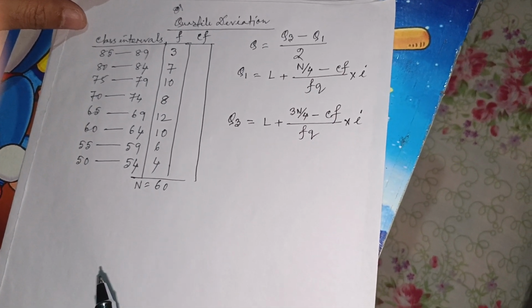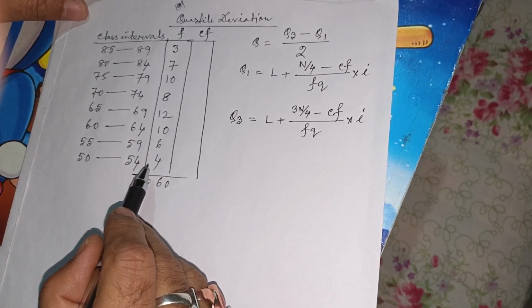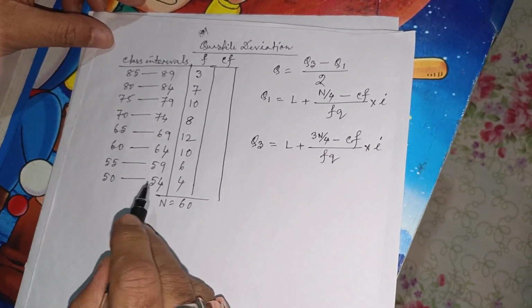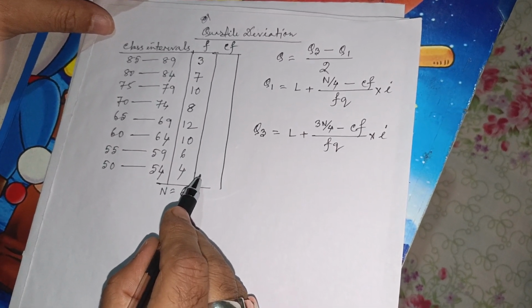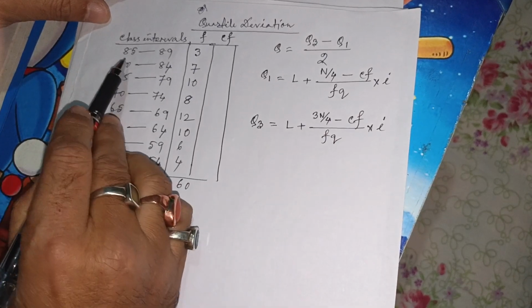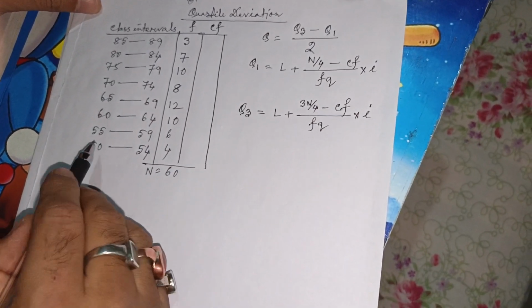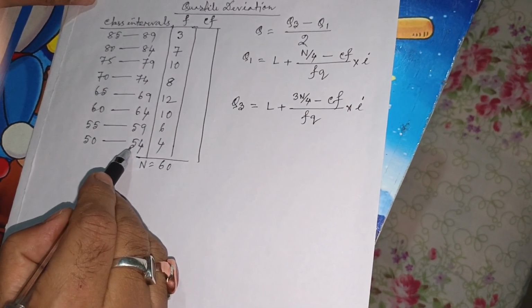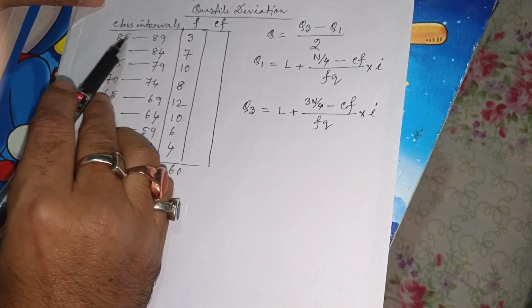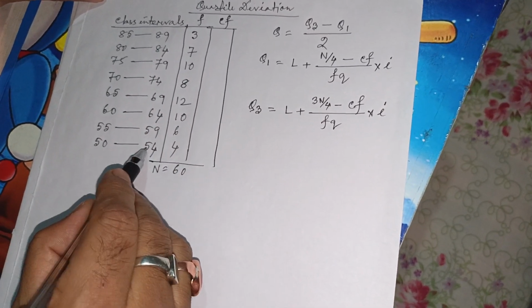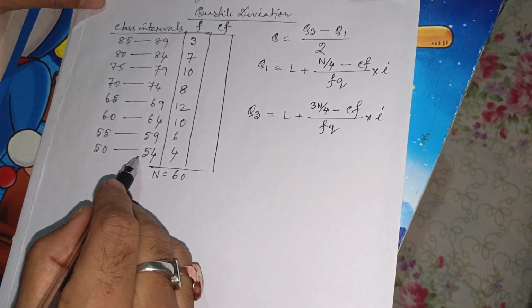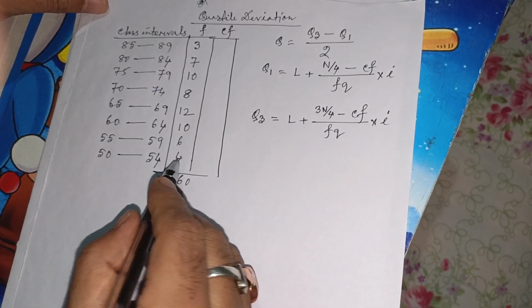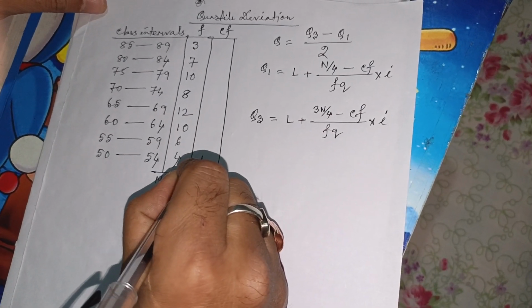First, what we have to do: the frequency of the smallest class interval you are to put in the CF column as it is. So these are the class intervals. 50 to 54, this is the smallest one, and 85 to 89, this is the largest one. The smallest class interval is 50 to 54, so the frequency is 4. We have to put the 4 as it is in the CF column.